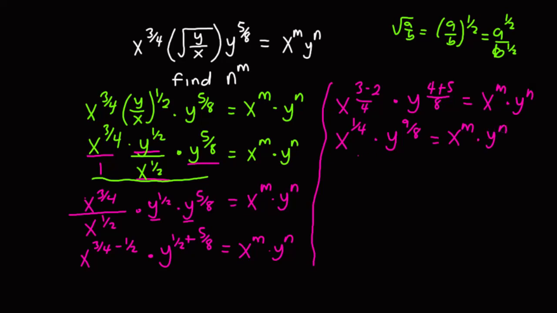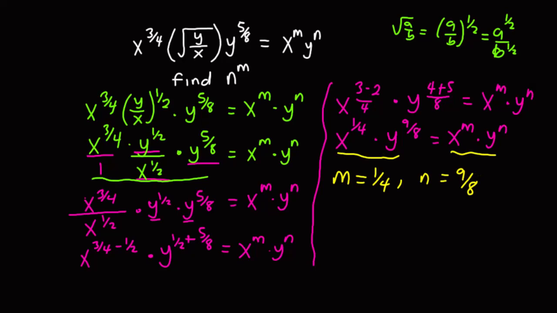So comparing these two equations, comparing this to that, we can say that m represents the exponent of x, and at the left hand side the exponent of x is 1 on 4. So m is equal to 1 on 4 and n becomes 9 on 8.